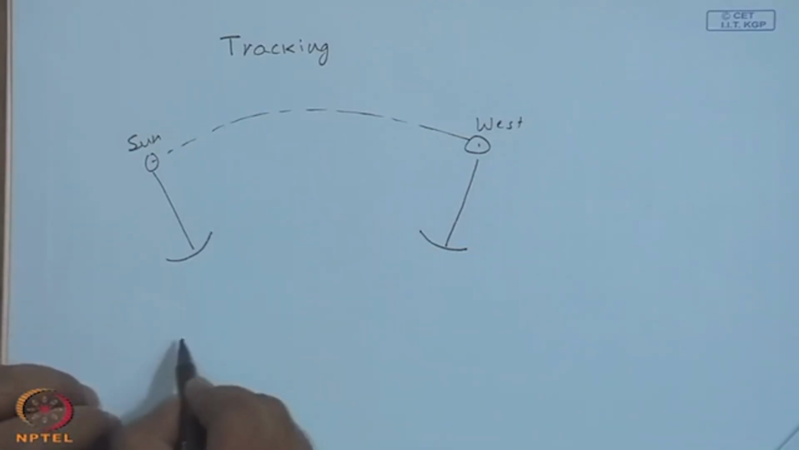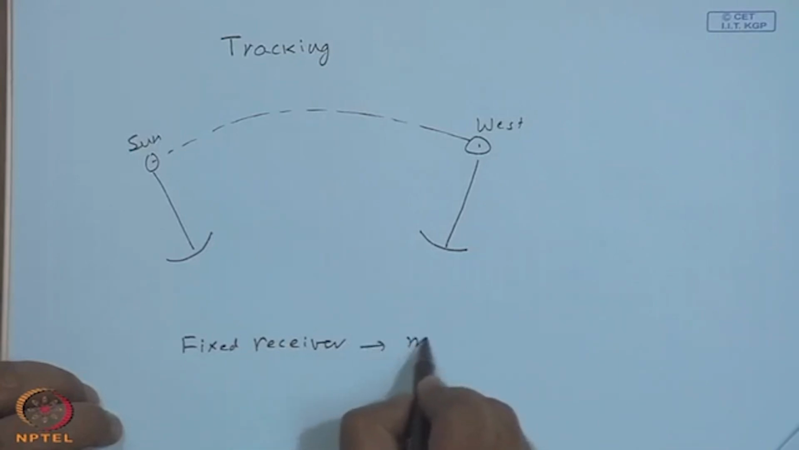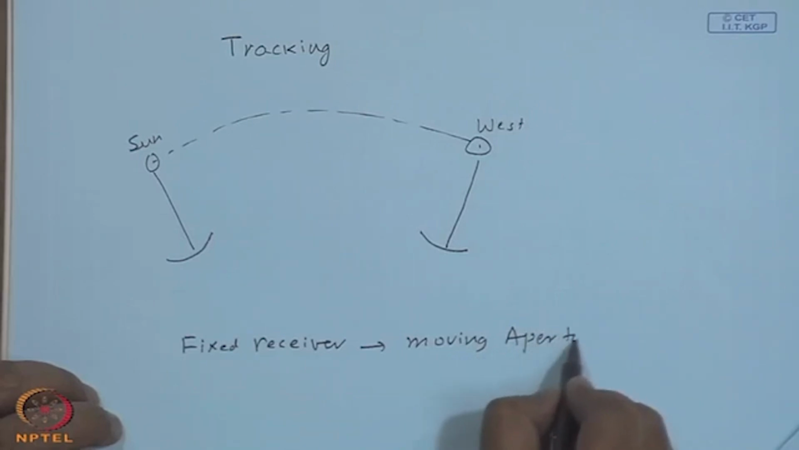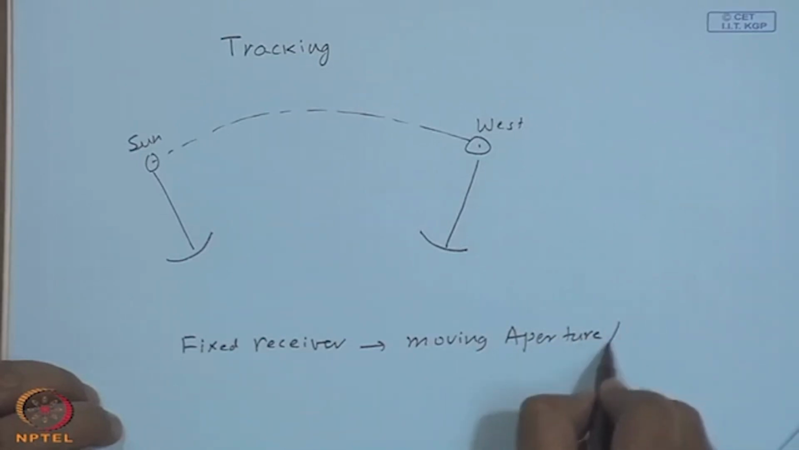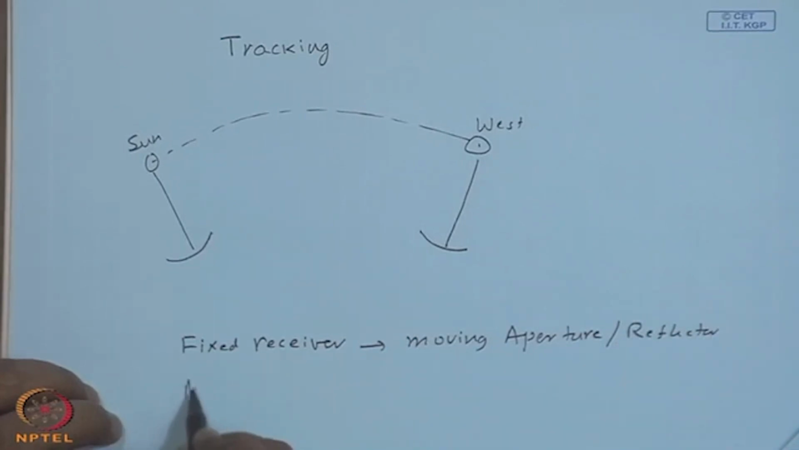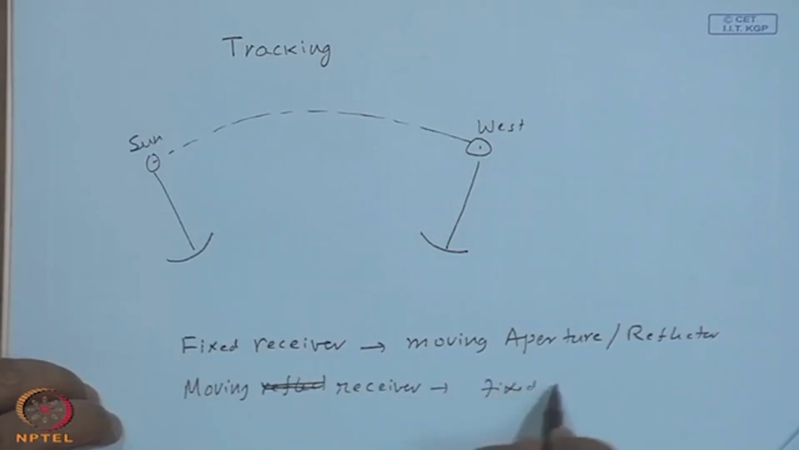So, you may have a fixed receiver and a moving aperture, that means the reflector. Or you may have a moving receiver, sorry, I am writing only on the other side, and a fixed reflector.